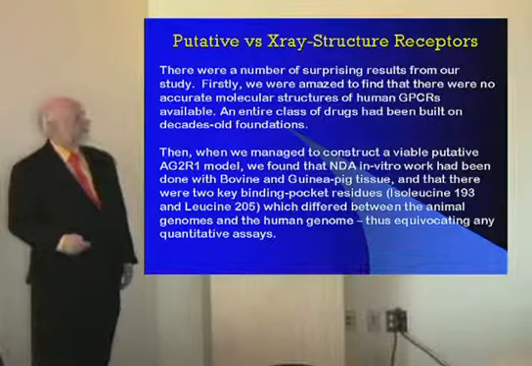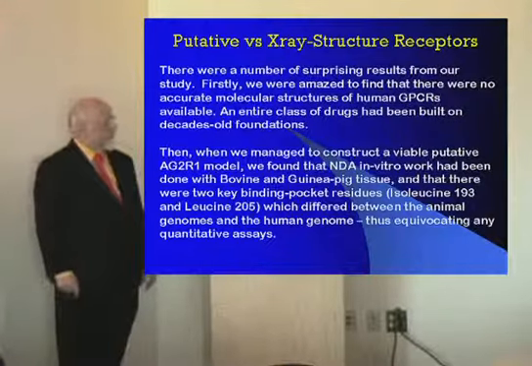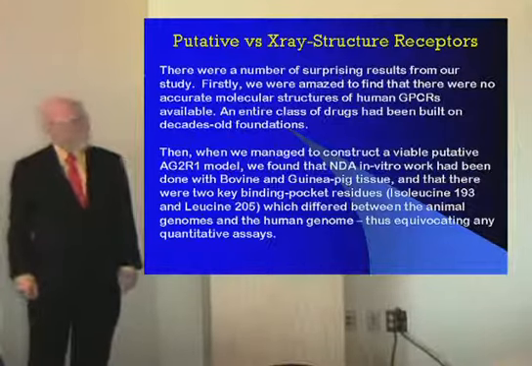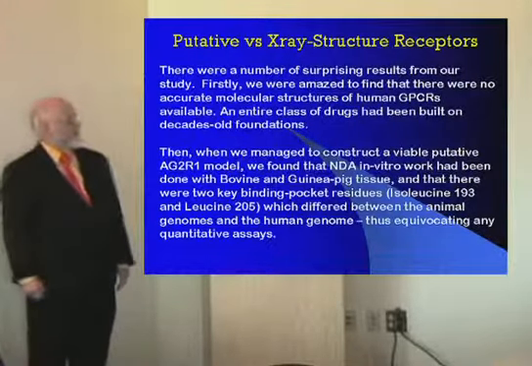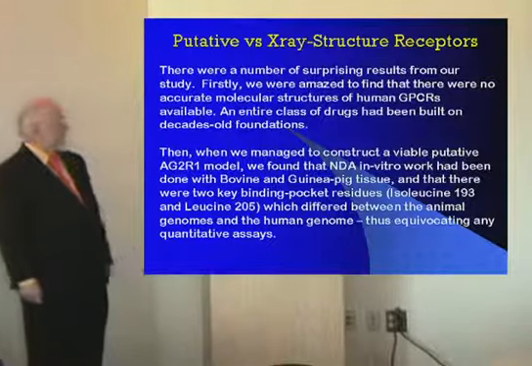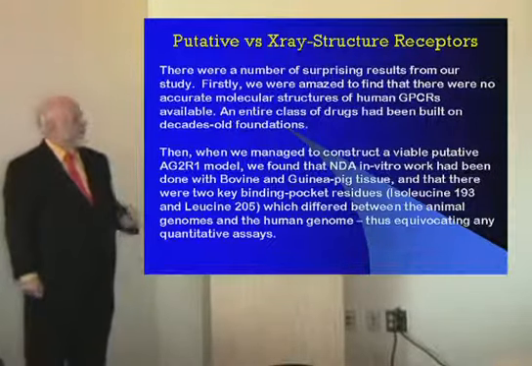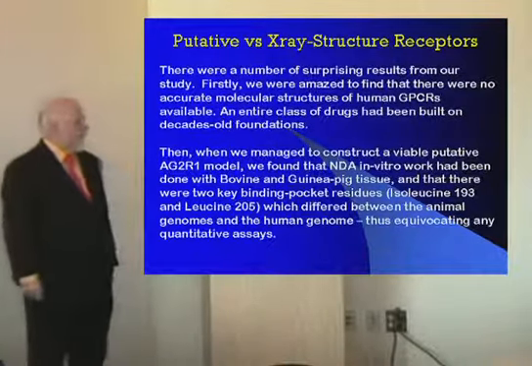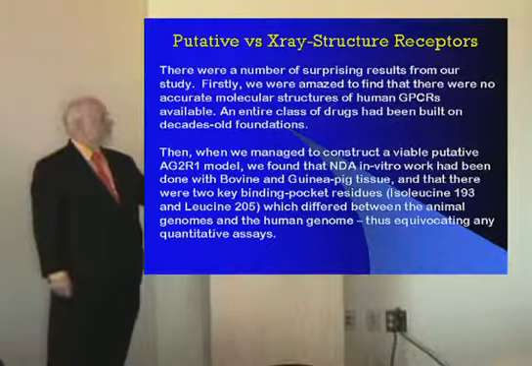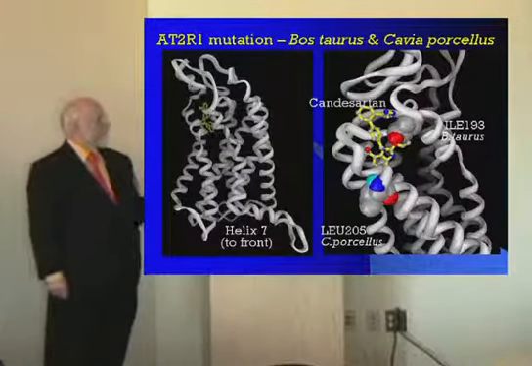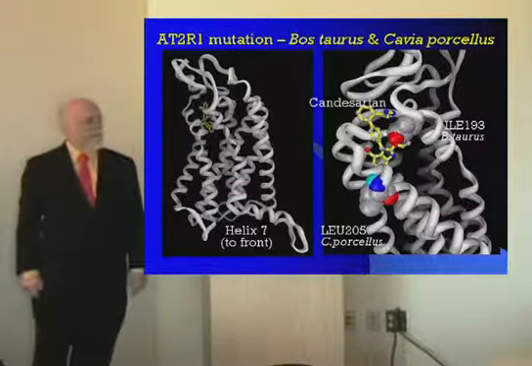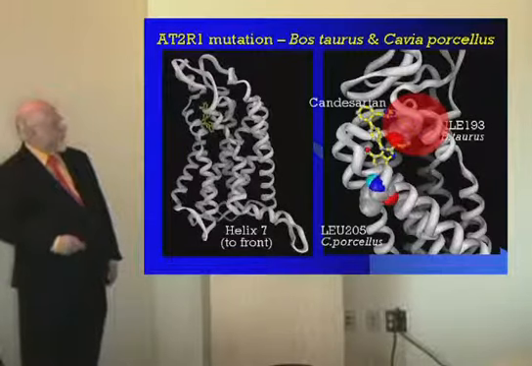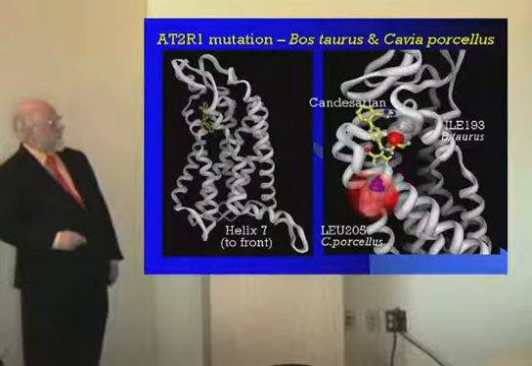At that point, we found that the NDA, the new drug application in vitro work, had been done with bovine and guinea pig tissue, and that there were two key binding pocket residues, isoleucine 193 and leucine 205, which differed between the animal genomes and the human genome, thus making quantitative assays uncertain. And I've highlighted the two residues that are mutated here. This residue is mutated in Bos taurus, and this residue is mutated in Cavia porcellus.